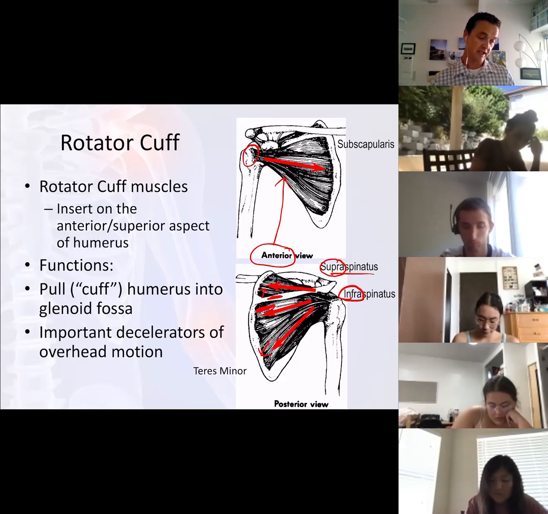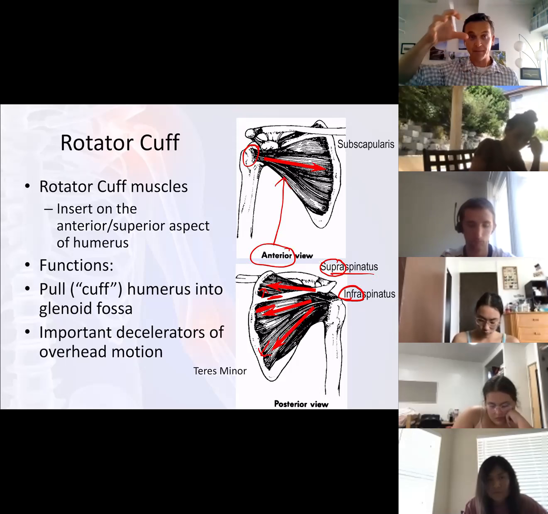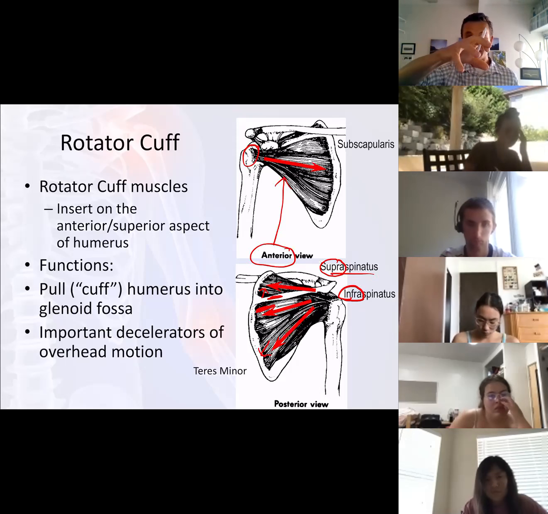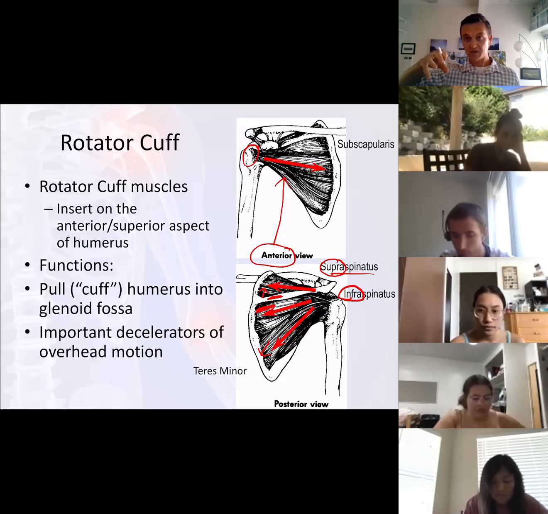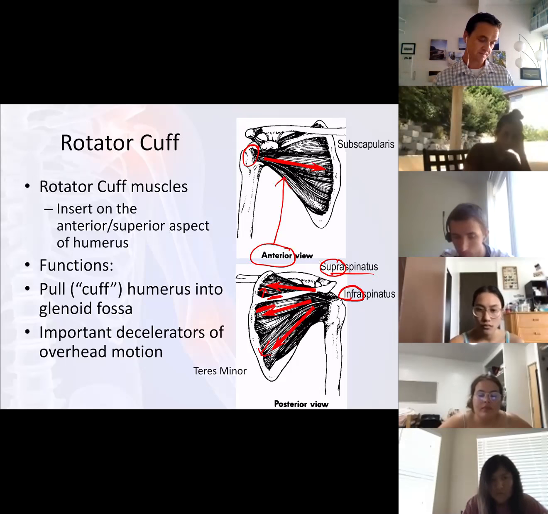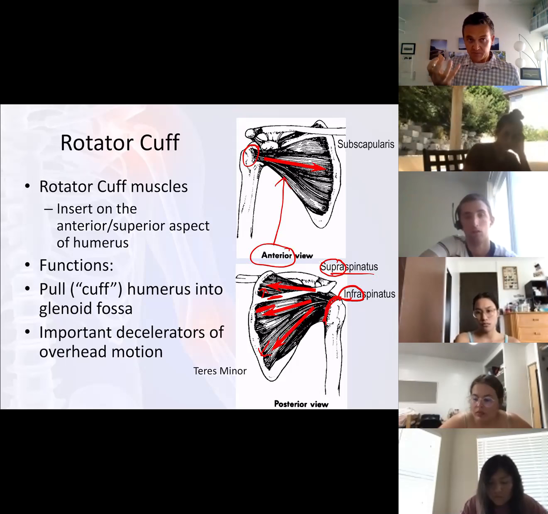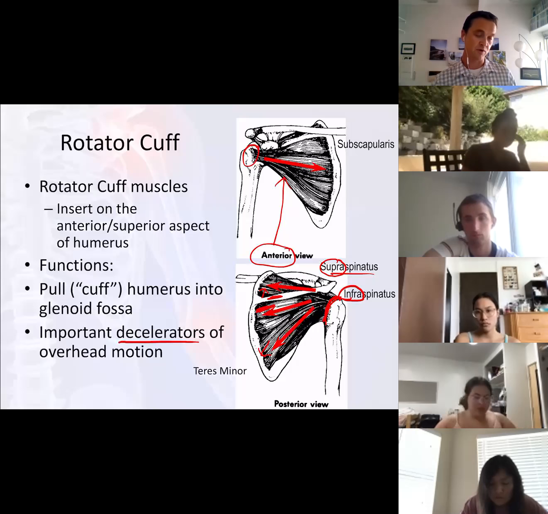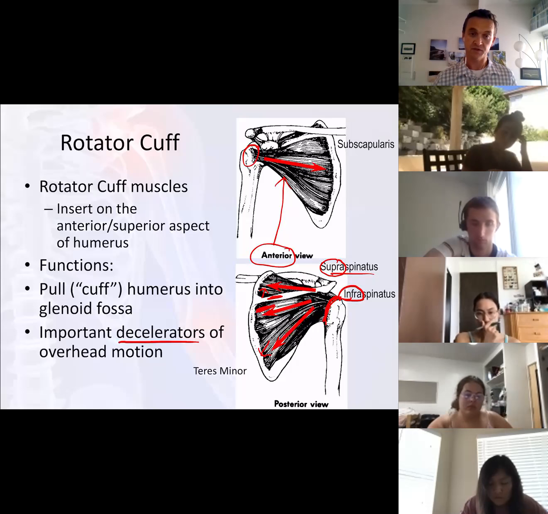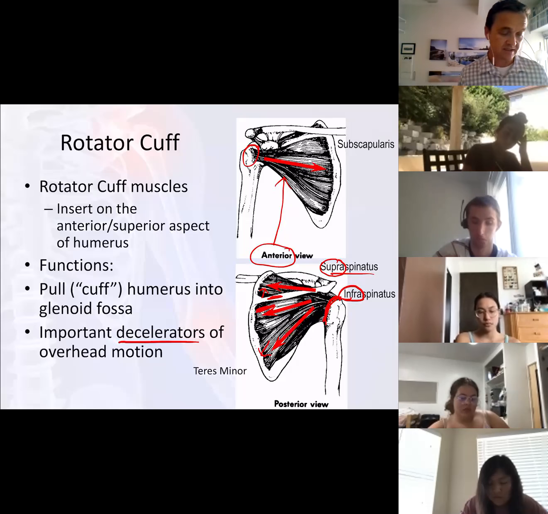So their function is to pretty much wrap around the end of that humeral head, and when they all contract together, they all just pull the humeral head right into the glenoid fossa, right? Because you can see they all kind of attach around here. So when they contract, they just pull that head in, they cuff it right in, okay? And then they're also important decelerators of motion of the shoulder. And we'll talk more about what that deceleration looks like.